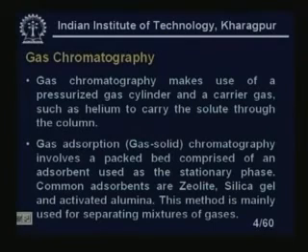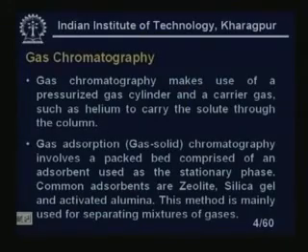Gas adsorption, that is gas solid chromatography, involves a packed column comprised of an adsorbent used as a stationary phase. Common adsorbents are zeolites, silica gel and activated alumina. These are the most common sorts of adsorbents used in chromatography. This method is mainly used for separating mixtures of gases.